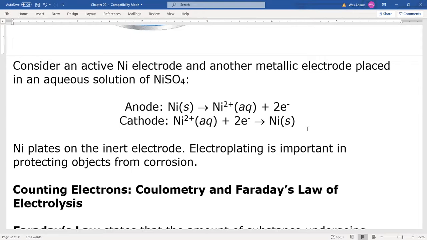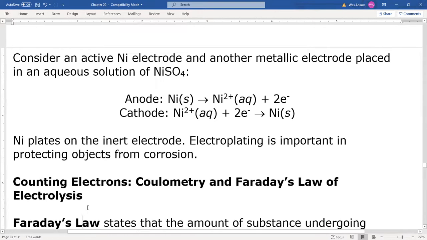With the nickel plating out on the electrode, electroplating, like galvanizing, which we mentioned in a previous video, is a good example of that. You plate one metal out onto another and protect the structural metal, say iron, with a protective layer of zinc.